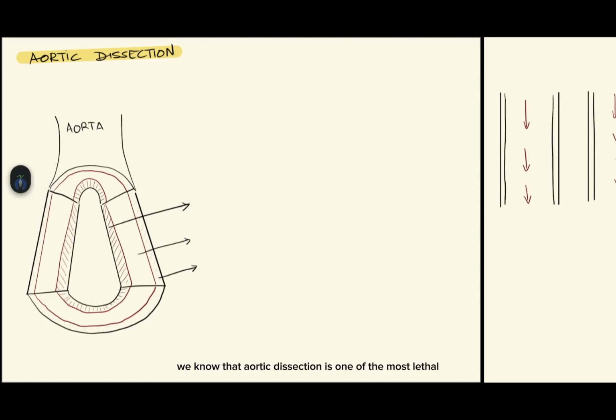We know that aortic dissection is one of the most lethal and most commonly missed diagnoses in emergency medicine. Today, we are covering everything: the anatomy, pathophysiology, classifications, clinical traps, and diagnostic approach from Rosen's Book of Emergency Medicine. Let's start first by talking about the anatomy of the aorta.